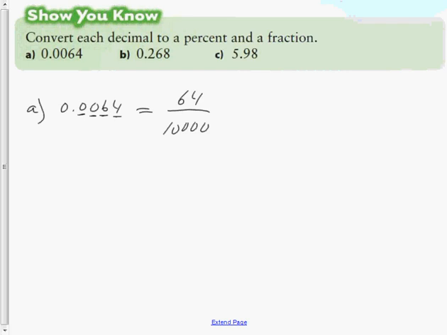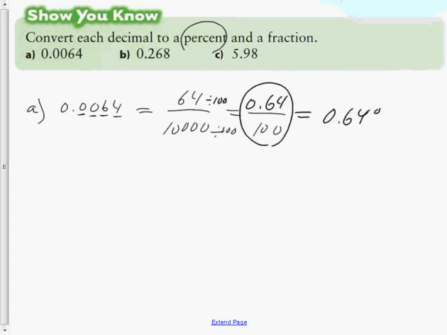Now, once we have it in fraction form, again, because that denominator is a base 10, I will always be able to take it to an equivalent fraction out of 100, which is what this percent is. So 10,000 divided by 100 is 100, and 64 divided by 100 is 0.64, which therefore, since percents are out of 100, would be 0.64%. And just to keep this in mind, this is less than 1%, right? Just a little bit more than 0.5%, but less than 1%.